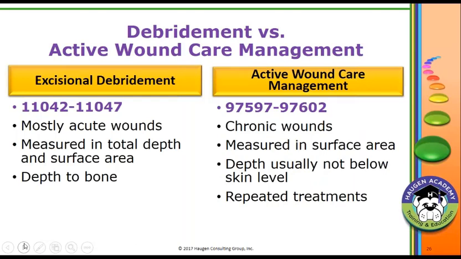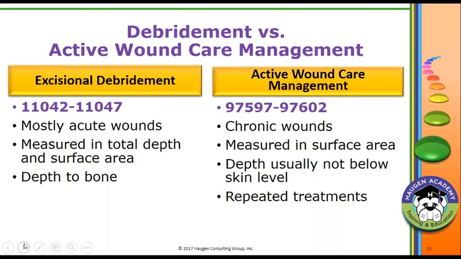So looking at the two banks of codes that we're looking at in CPT, we have codes for what they call debridement, 11042 to 11047, and then they also have active wound care management, 97597 to 97602. And it can be confusing because those active wound care management codes include the terminology debridement. So how do we tell the difference between these two?